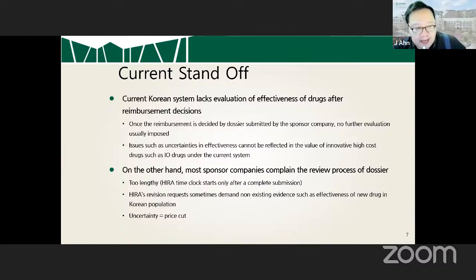So how do we combine this lack of price evaluation after reimbursement, because the actual drug price changes over time, plus all these complaints about the lengthy review process? A lot of companies are complaining that there is uncertainty, and HIRA is trying to lower the price based on that uncertainty. Some of the uncertainty cannot be answered because the drug is not yet introduced in the Korean population. And if the drug's effects or efficacy in the Korean population are uncertain, the evidence cannot be generated.